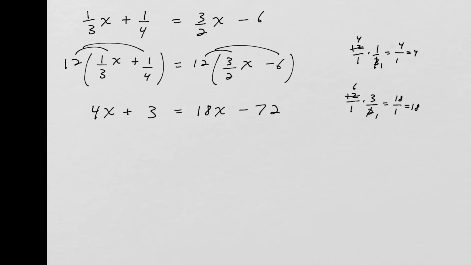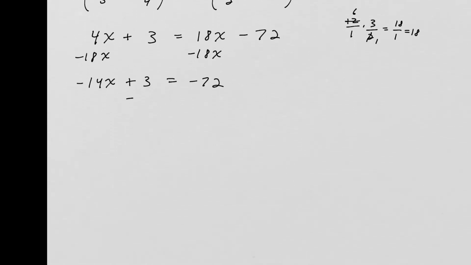Now I just have to deal with isolating the variable. So let me bring the x's to the left-hand side. I'm going to subtract 18x. So I have negative 14x plus 3 is equal to negative 72. And then I'm going to get rid of the 3 and move it over to the right-hand side, so I need to subtract 3 from both sides. Now my x is isolated on the left-hand side. Negative 72 minus 3 is negative 75.